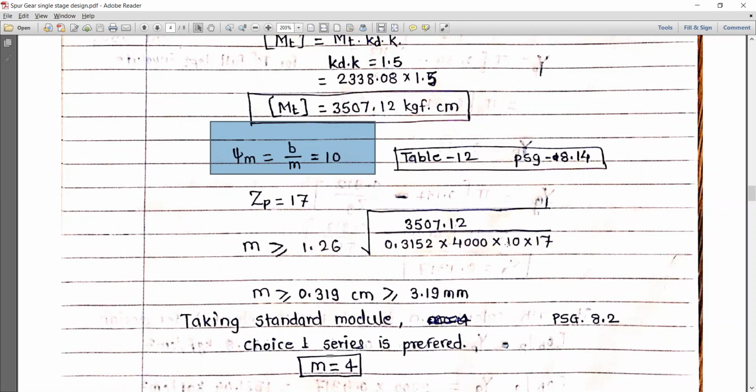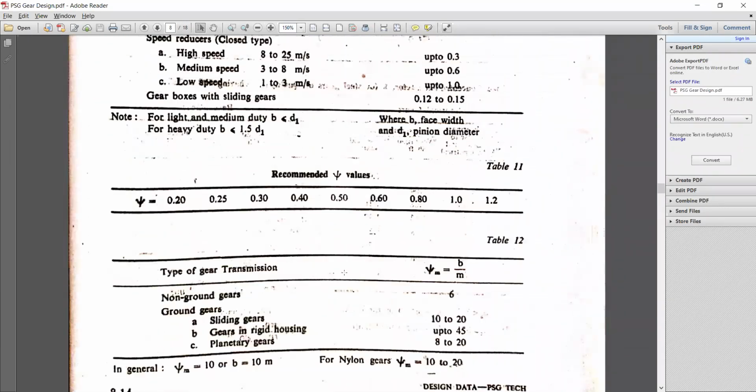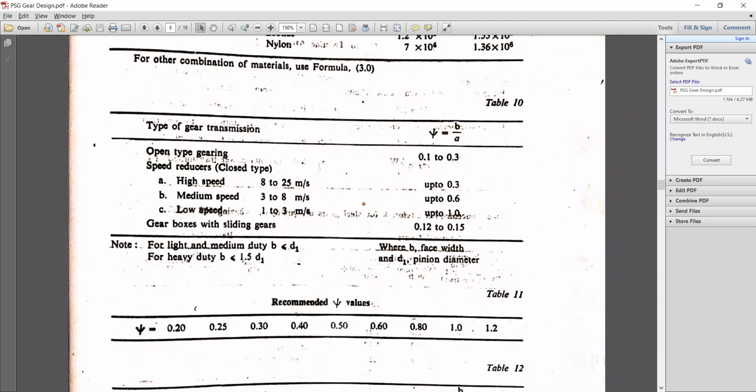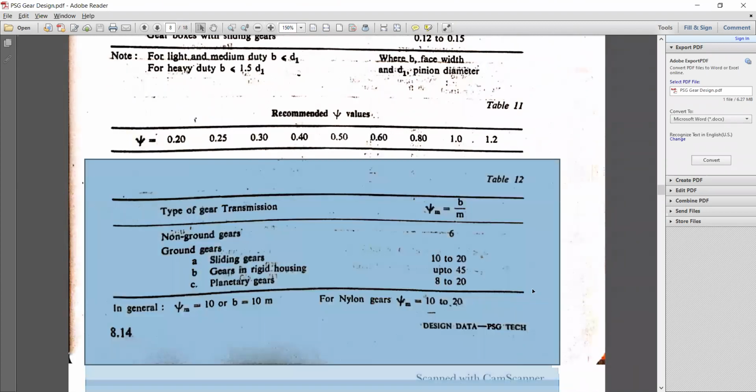Next one, find out the value, that is psi m, that is nothing but the ratio of b by m, which can be referred through PSG page number 8.14. Let's see that page. Okay, you can look at here. Psi m, table number 12.